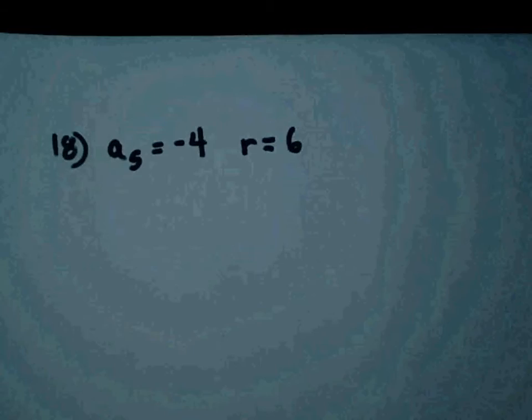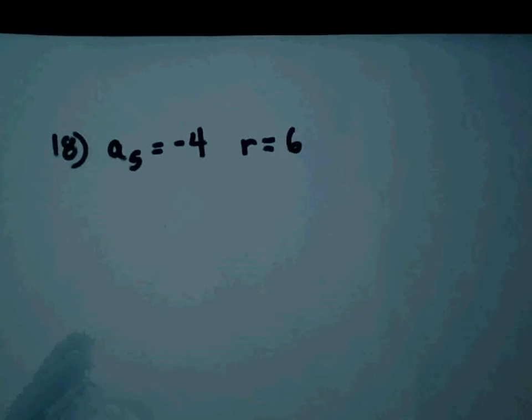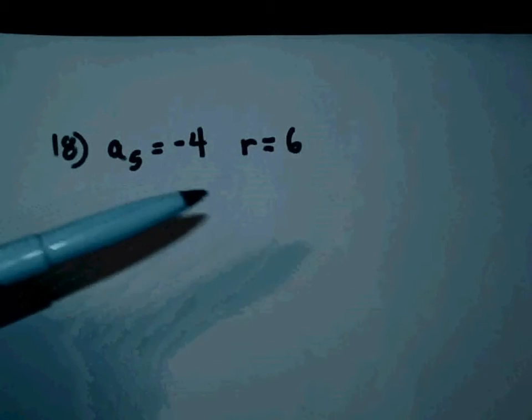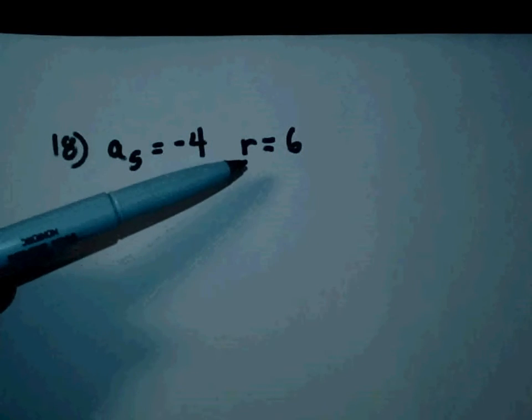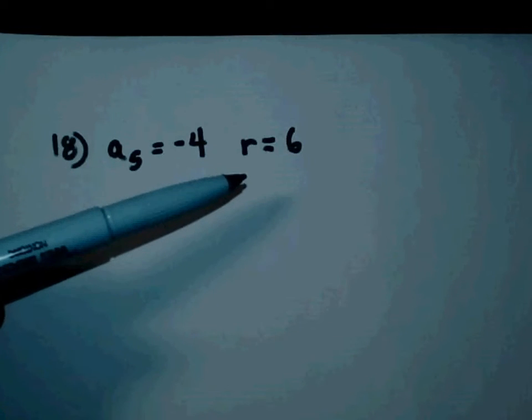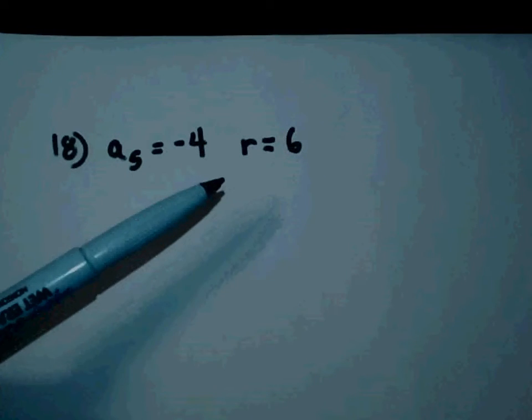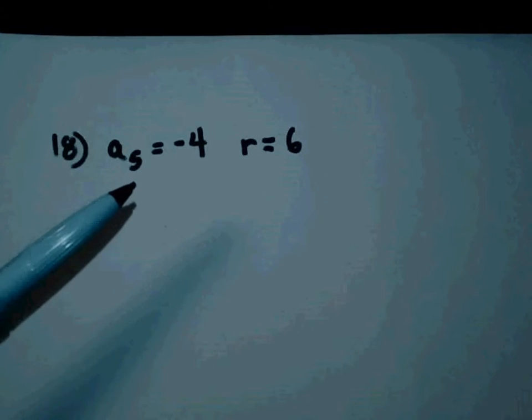So, right here. Question number 18. The question says, given the fifth term, -4, and the common ratio, which is told to be 6, write the explicit equation. Now, you should know right now logically that A1 is going to be a decimal.